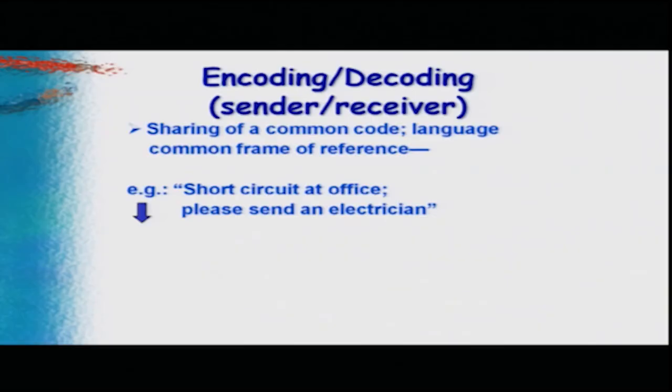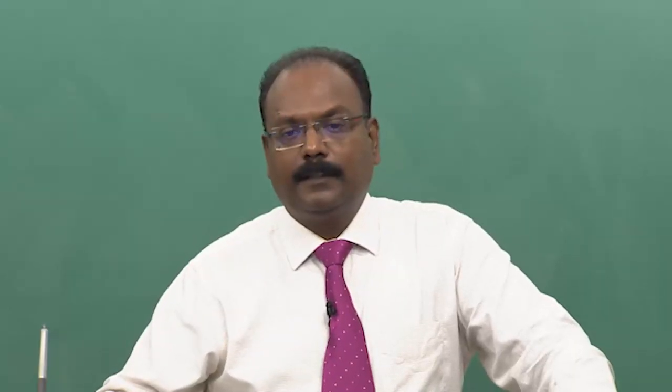Now, look at how a barrier can arise even at the encoding and decoding level, where an idea gets encoded and then decoded by sender and receiver. If they don't share a common code, a common language, or a common frame of reference, then the meaning will not be understood and will not be interpreted correctly.